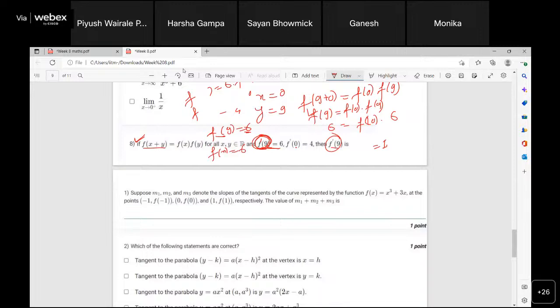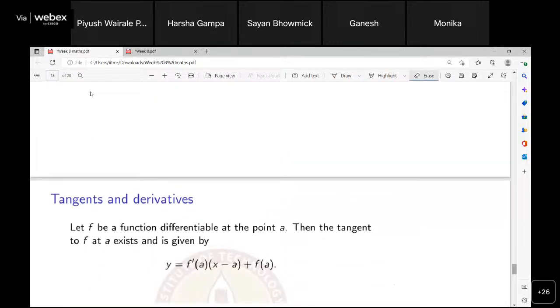Okay, so if f of x equals 6, then it is a constant function, and then we can say the derivative is 0. Right? Okay, sir. Yeah, fine. Okay, so this is about the limit and derivative.